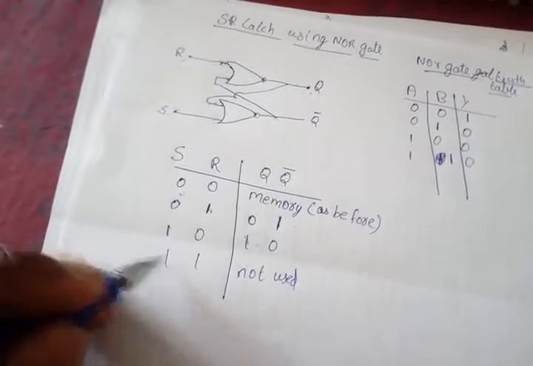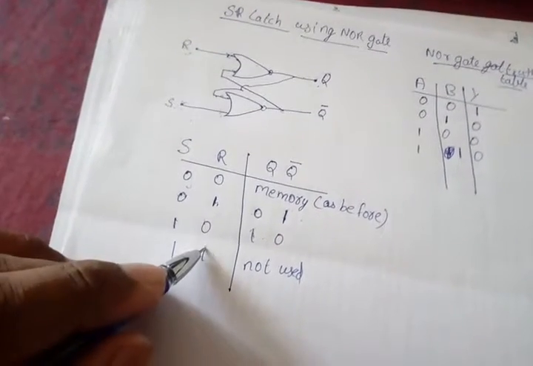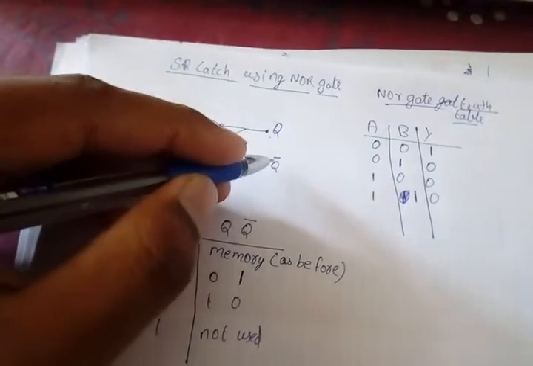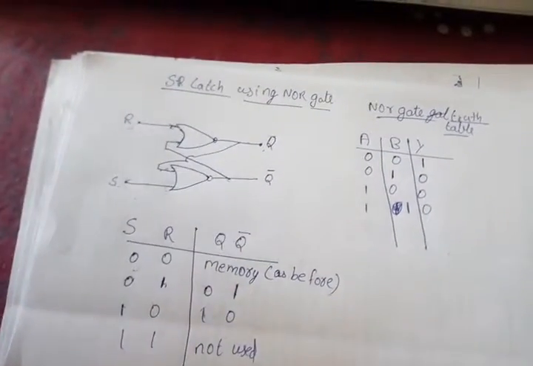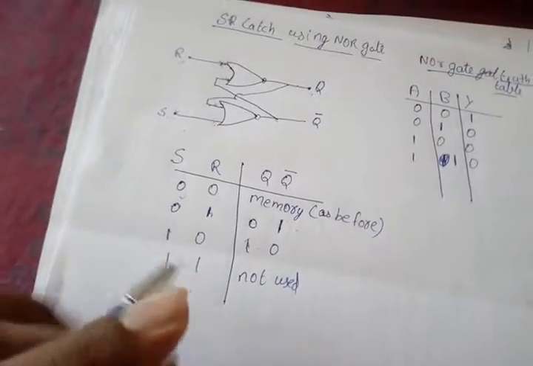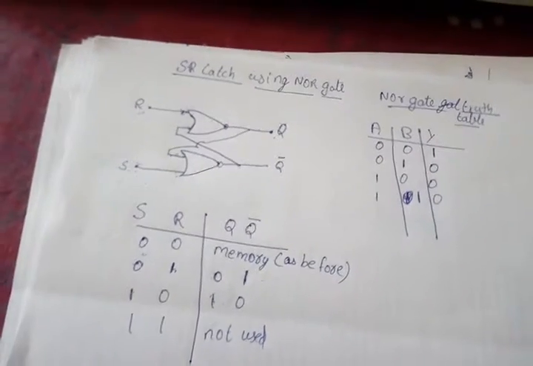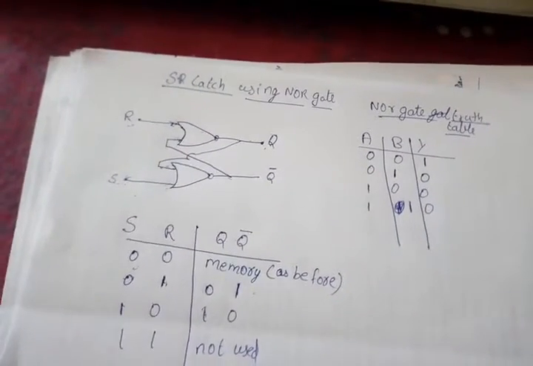Here 1 1 input is not considered, because if we give 1 1 input, Q and Q bar will have the same value, that is, Q and Q bar will be 1 or Q and Q bar will be 0. That is not possible. Because of that, 1 1 input is not considered. This is how SR latch using NOR gate works.